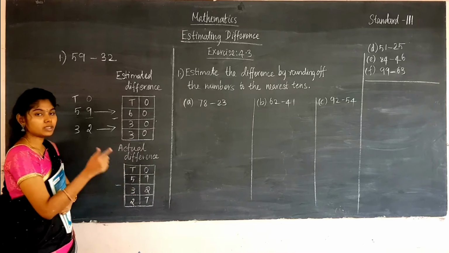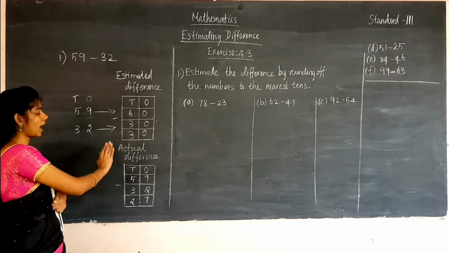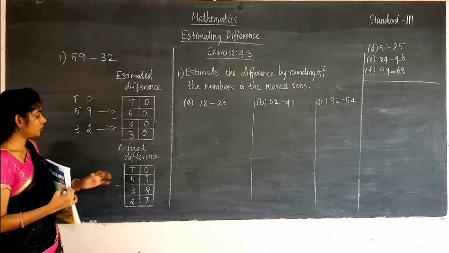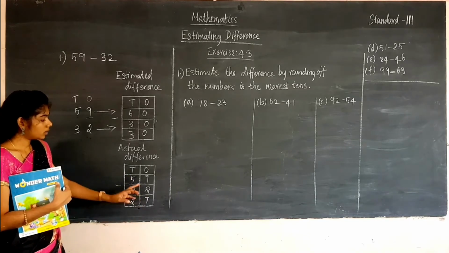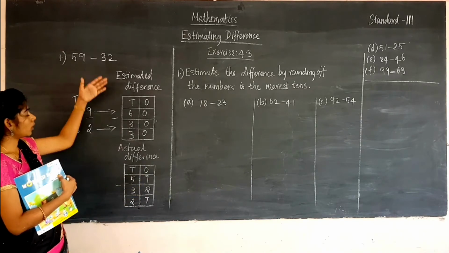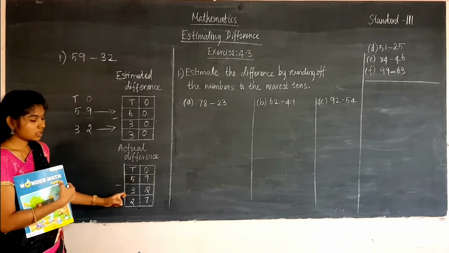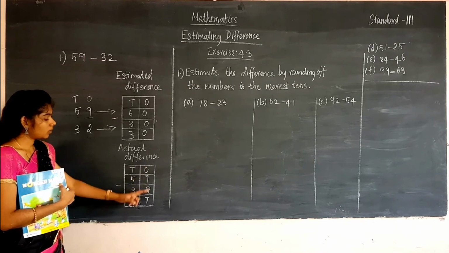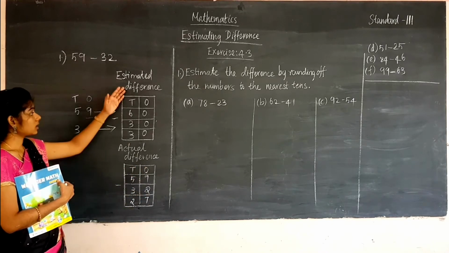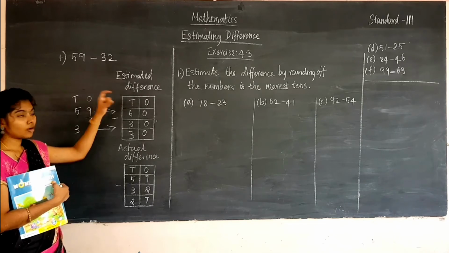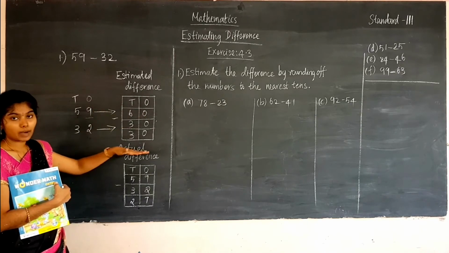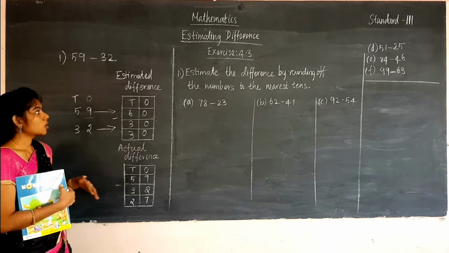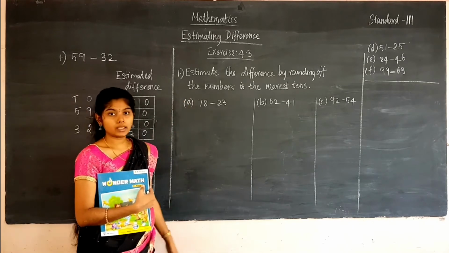These two answers will be somewhat near. So this is what is meant by actual difference. Actual difference is that you are subtracting the given numbers, the greatest number first and then the smallest number. Then we subtract from the ones place and the tens place. For estimated difference, you have to round off first and then subtract. Then you will get the answer. So now we are going to try the exercise problem.